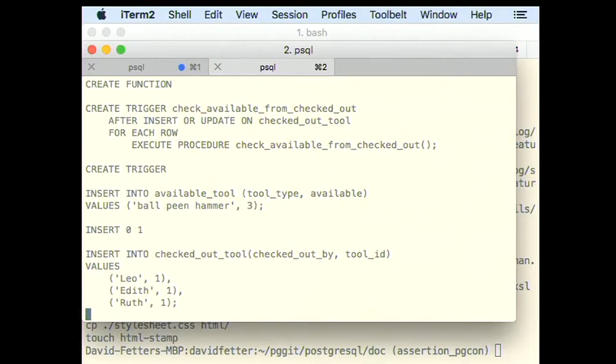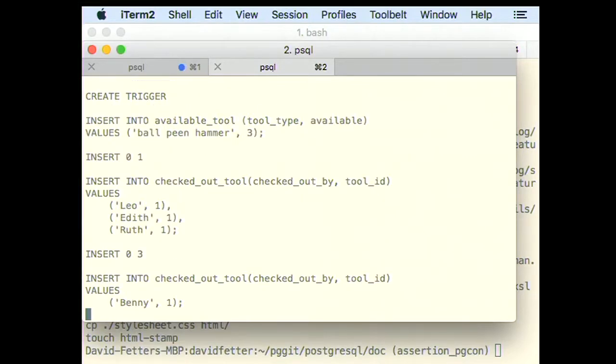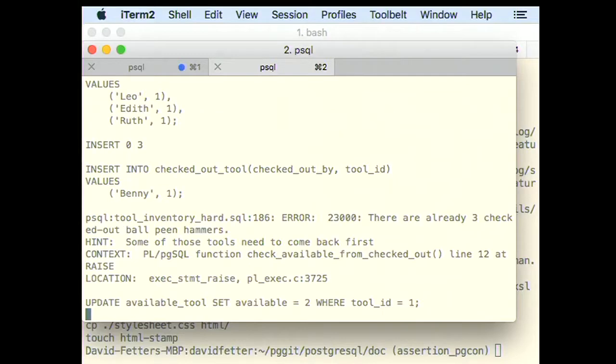and the elders go check out ball peen hammers, and Benny runs up and tries to get a ball peen hammer and is unfortunately disappointed. At least we hope so. Yep. But see this error? There's a lot of stuff that just appeared there, and it doesn't really.